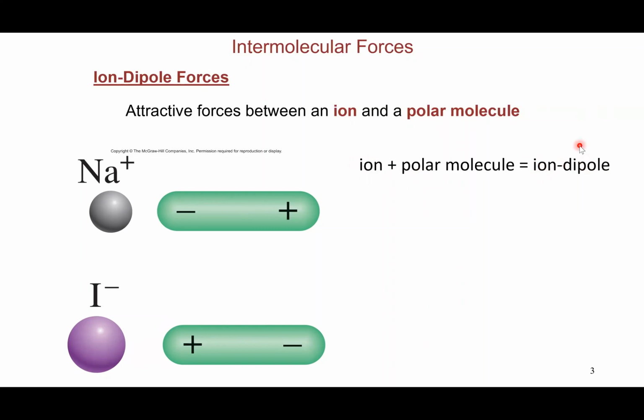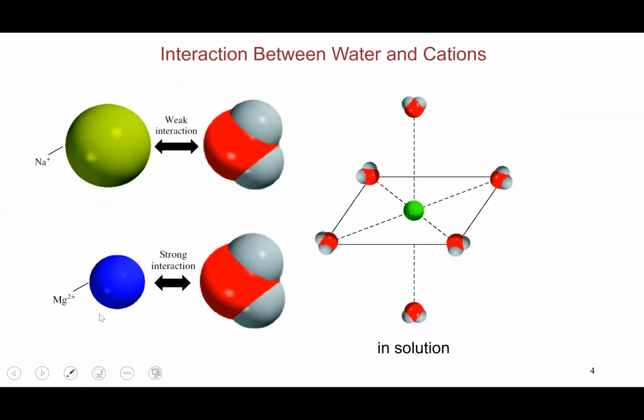And this is actually the interaction responsible for dissolving salts in water, because when you put an ionic compound in a polar solvent like water, the dipole moment on the water molecule will orient itself to attract the negative end of the molecule with the positive ion, or the positive end of the molecule with the negative ion. And this type of attraction actually takes place, it's not just one molecule per ion, it's going to be several molecules per ion. And that's why it's strong enough to overcome the ionic bonding in these ionic compounds and dissolve it.